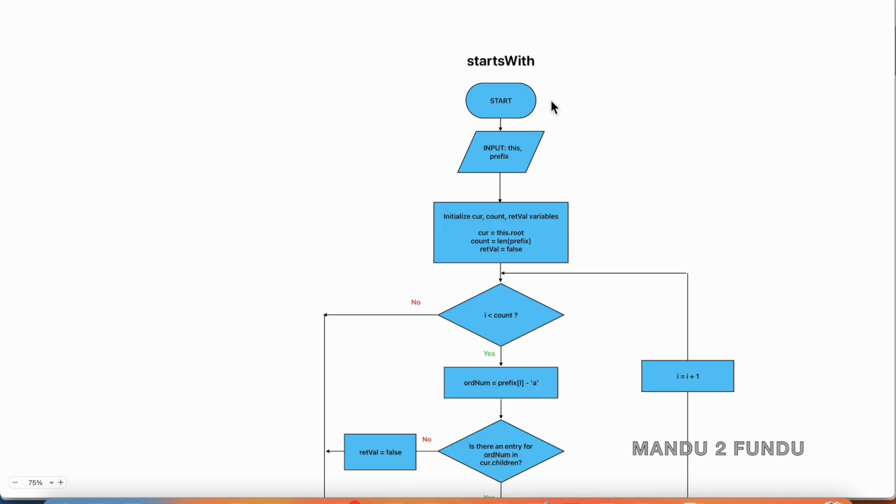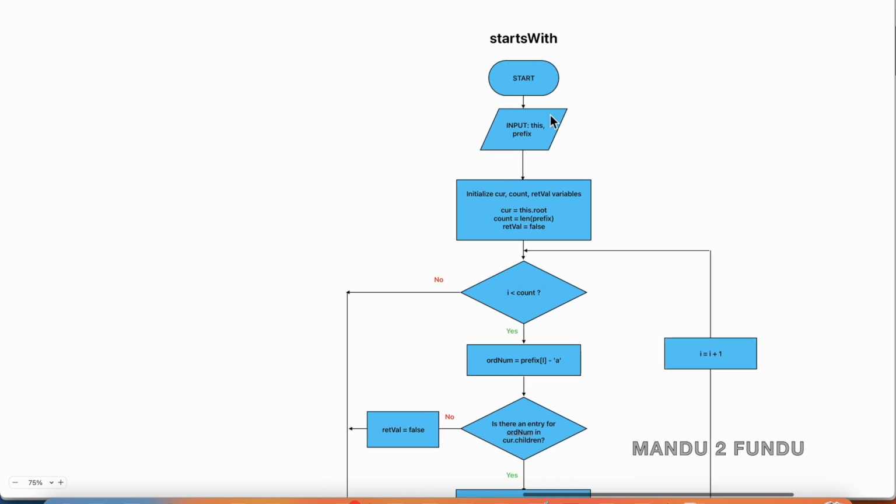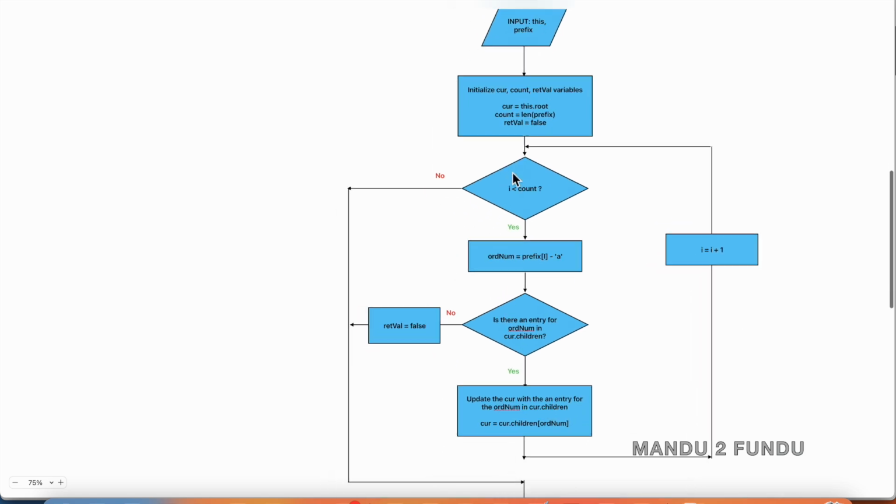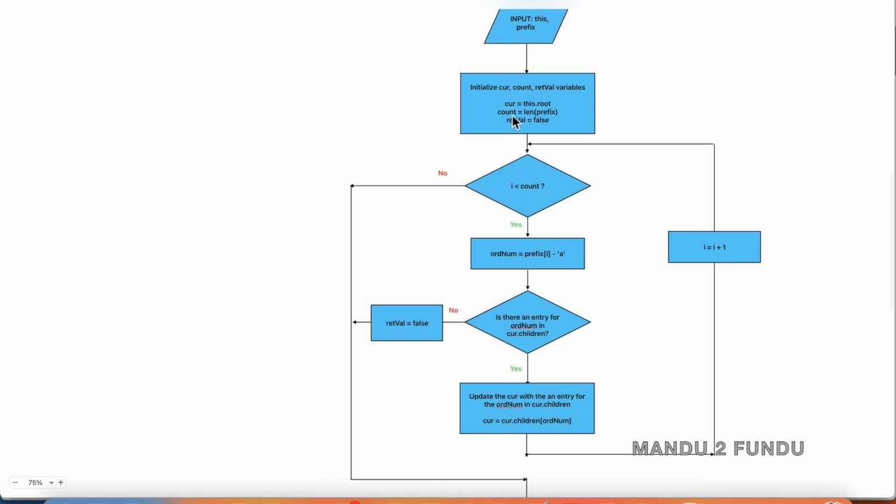It starts with the procedure. The input for this procedure is the pointer to the trie data structure and the string prefix. First, we initialize the current pointer and then the count and retval variables. The current is pointing to the root of the trie data structure. We initialize the count with the length of the prefix, and then the retval is initialized with false.